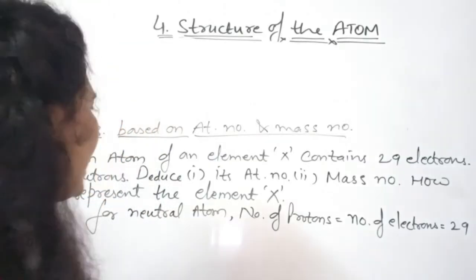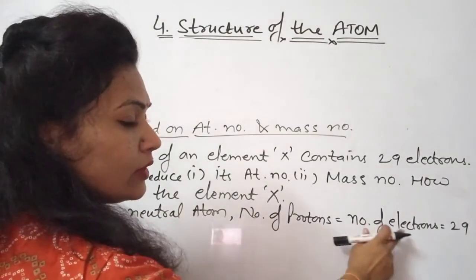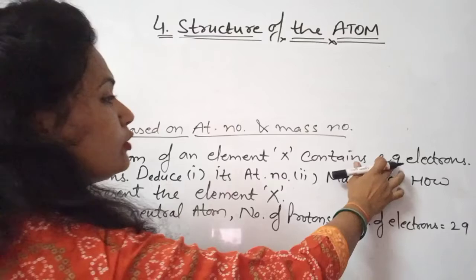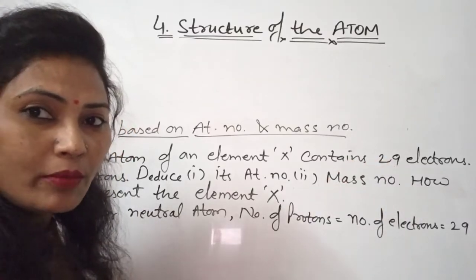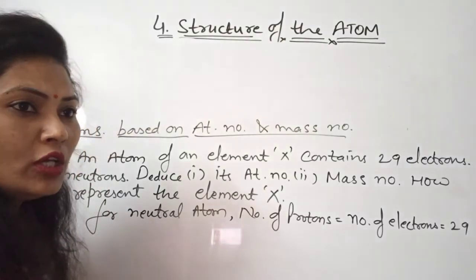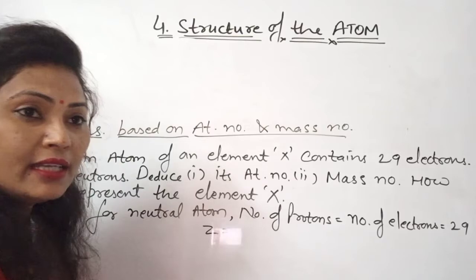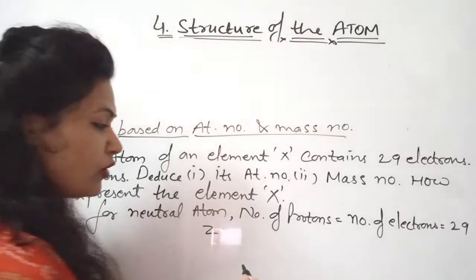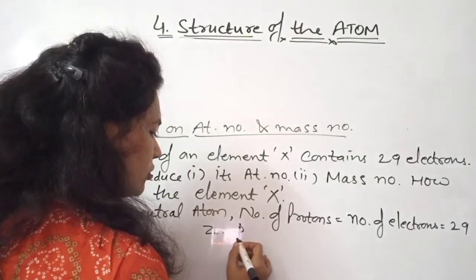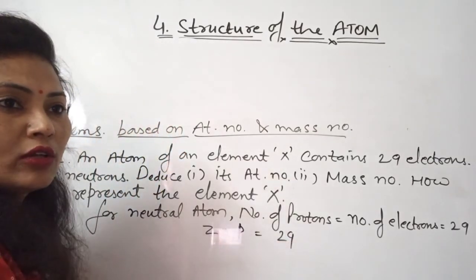The problem: you know that for a neutral atom, the number of protons is equal to the number of electrons, and these are given as 29 electrons. So the number of protons is 29 and the number of electrons is also 29. Now atomic number is represented by Z. Z equals the number of protons, P. So Z equals 29. You can write that.